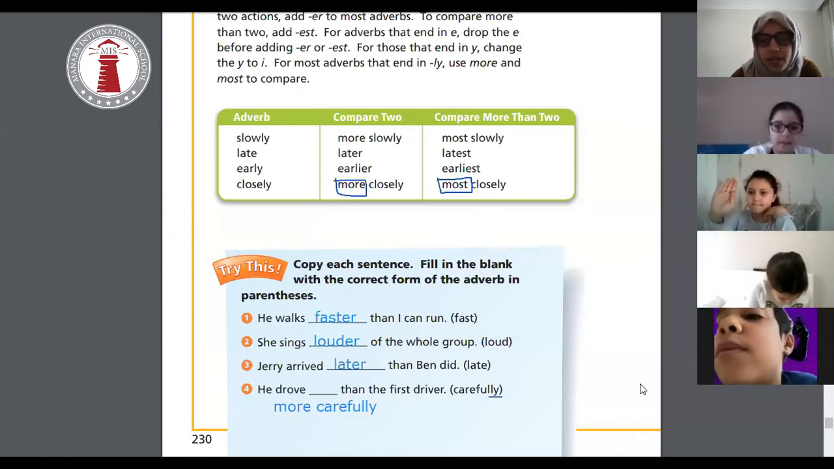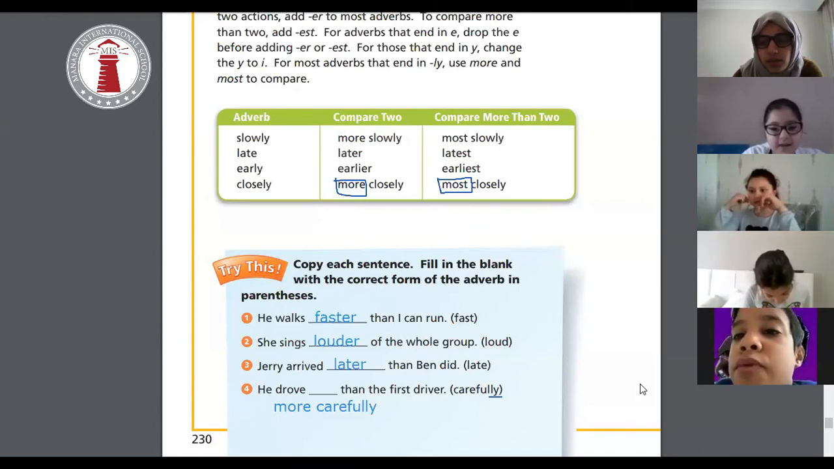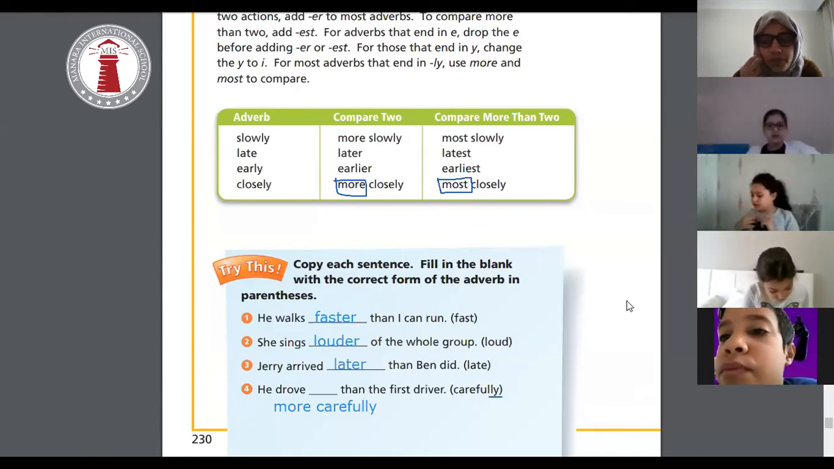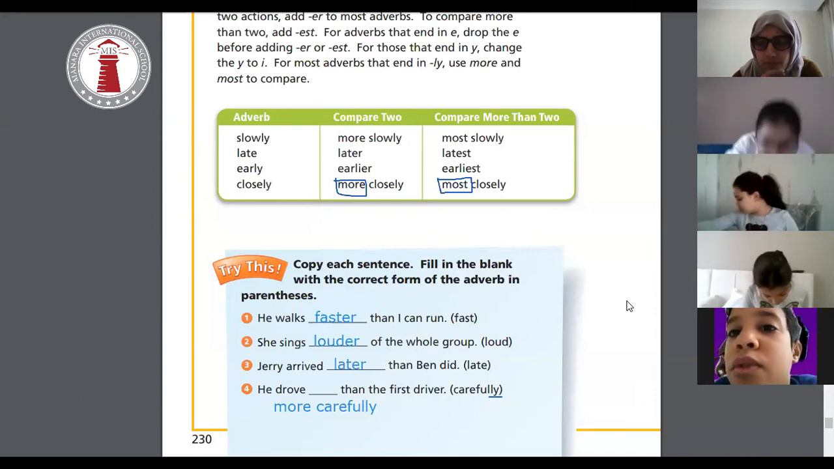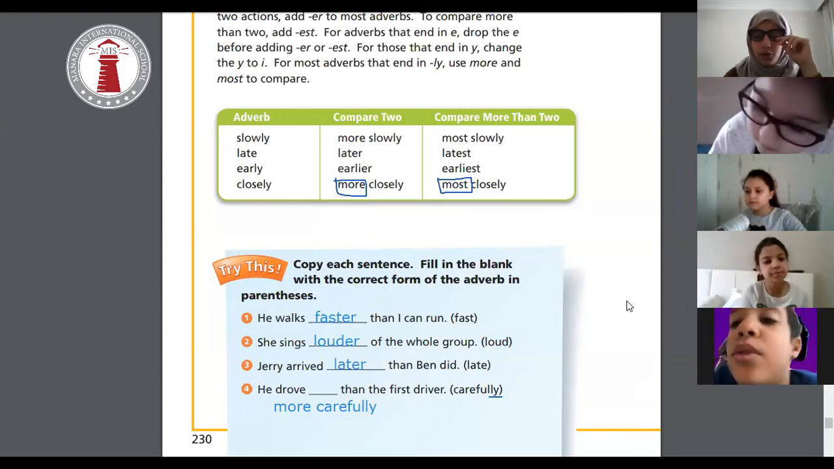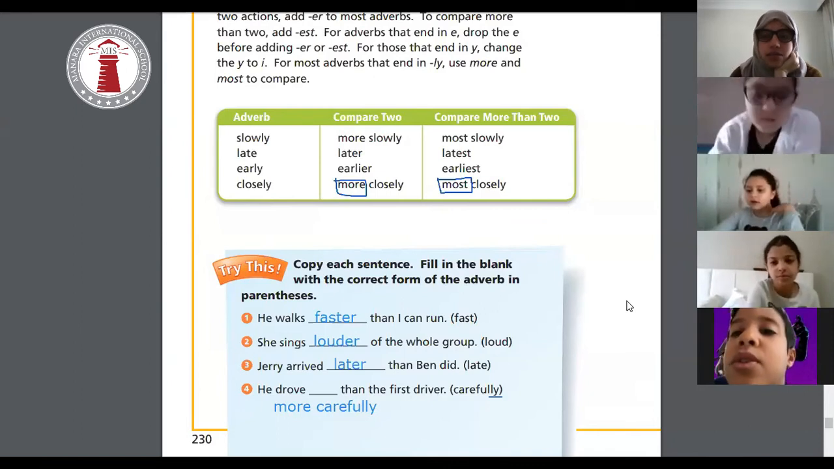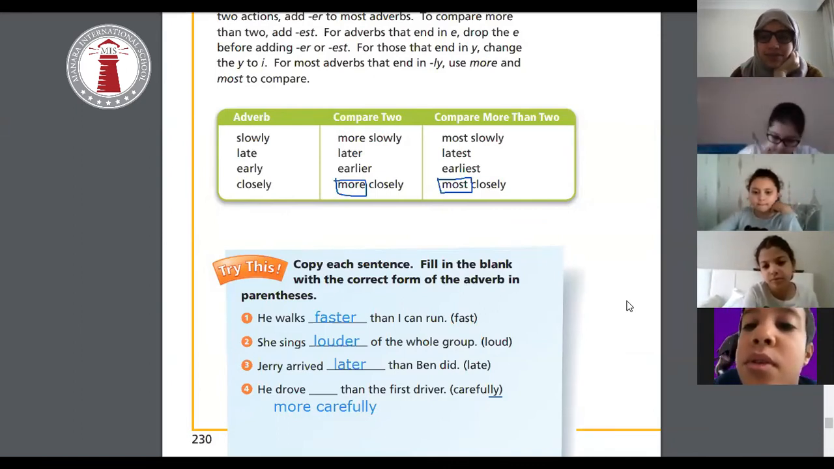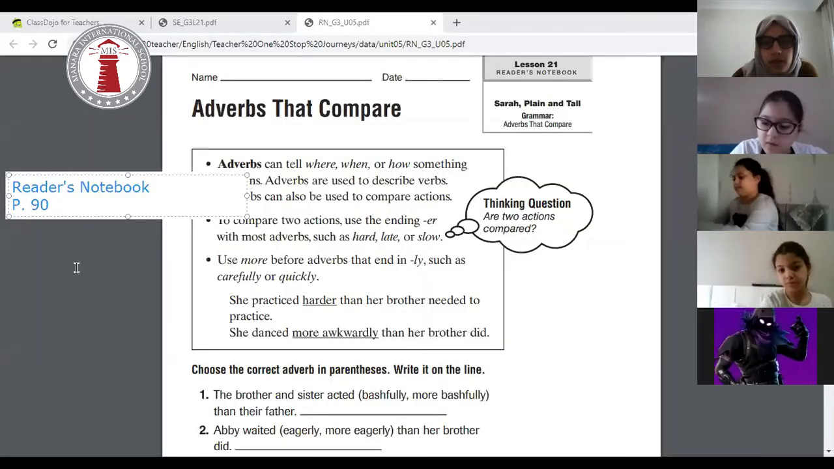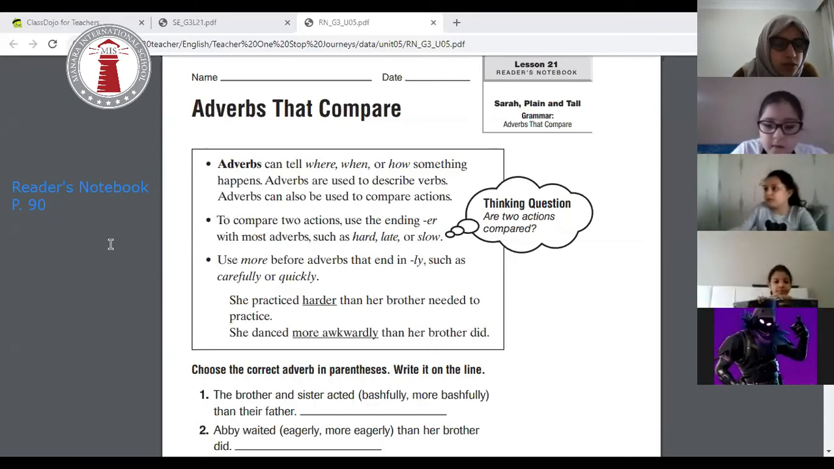Are you done? Rena, do you have a question? In the other page, where will we go? 251. Just the same page, okay? For now. Thank you. You're welcome. And then I'm going to give you a chance to do group work later, okay? So page 90, please, in your reader's notebook.